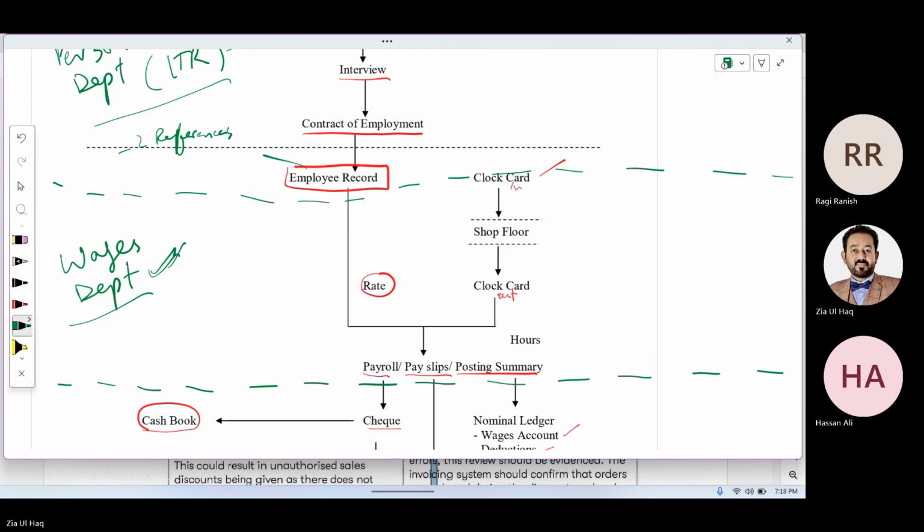Why? Because if an employee is involved in any kind of fraud with the company and he disappears, the company can trace that employee through the people given as references. To avoid future fraud by the employee, the company needs to take two references for each employee, and those reference details should be kept in the employee file, in the employee records.